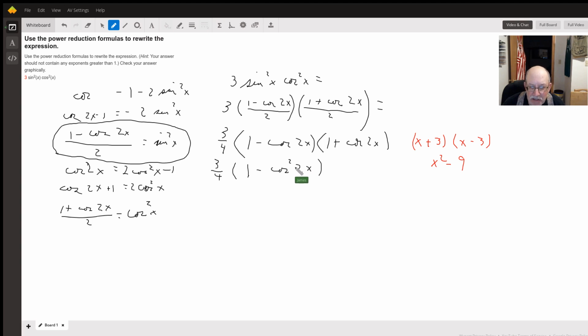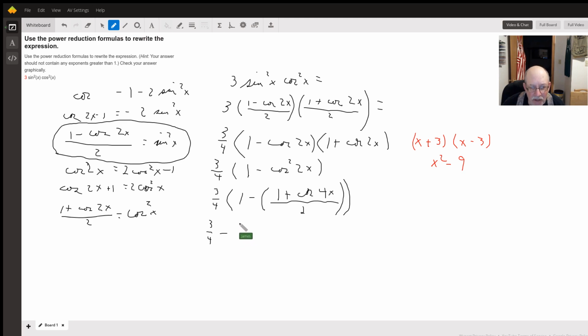Well, now we're going to do to this cosine squared of 2x the same thing we did over here. Then we get 3/4 times 1 minus 1 plus the cosine of 4x this time, all over 2. Because up here we started off with cosine squared x and we got 2x. Well, if we're doing cosine squared of 2x, it's going to become 4x.